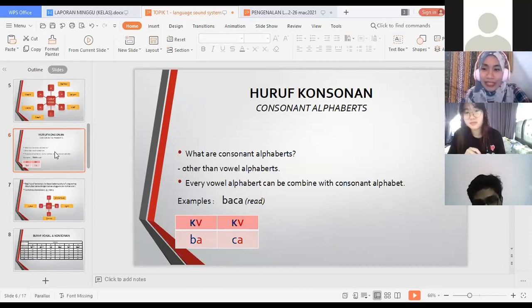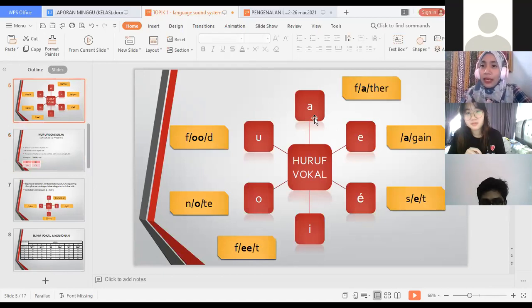Okay, so now we're going to talk about the consonants. We already talked about the vowels. I repeat: the A sound of A, the E sound of E taling, I sound of E, O sound of O, U sound of U. So you have to memorize the vowel sounds.